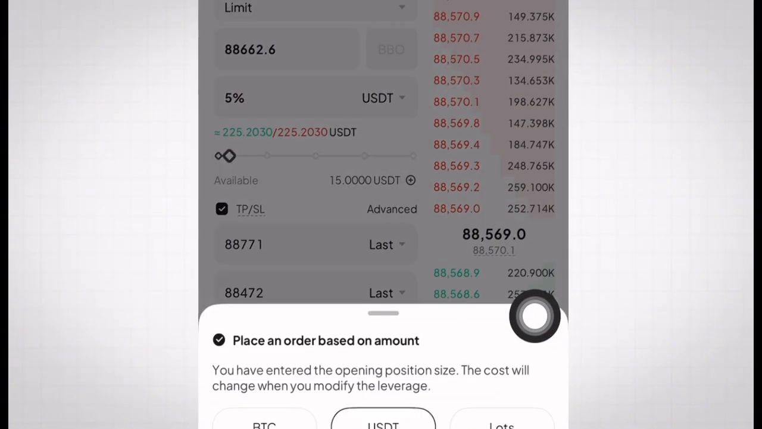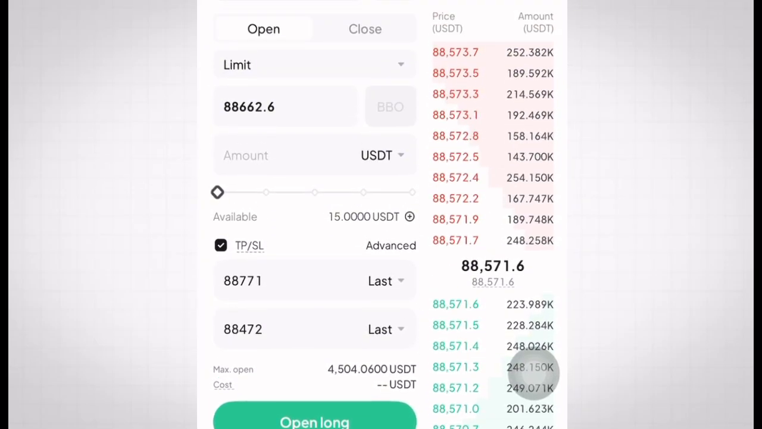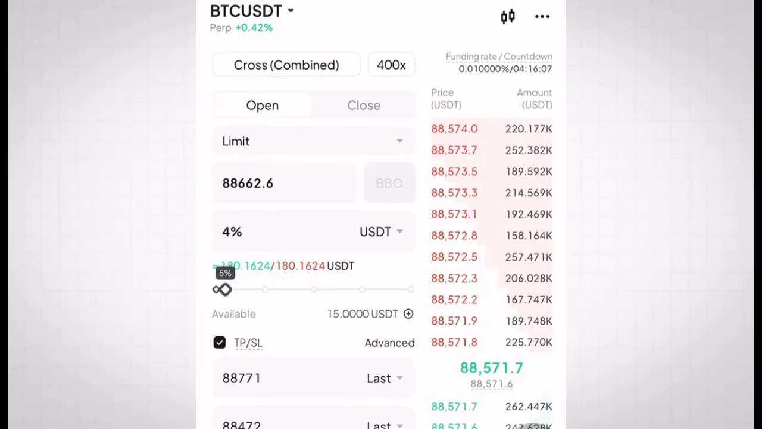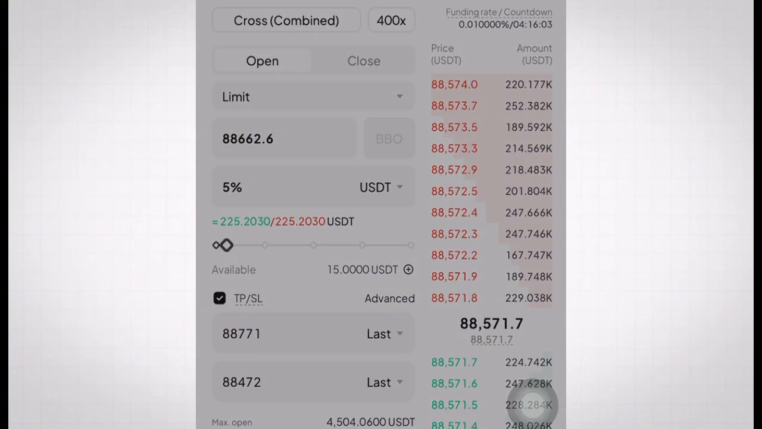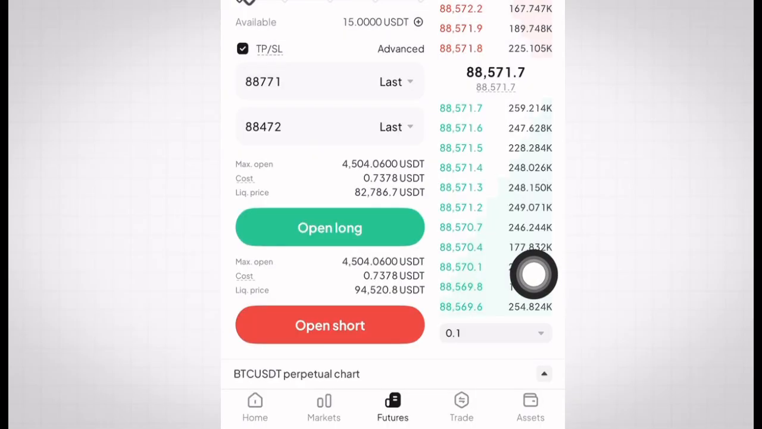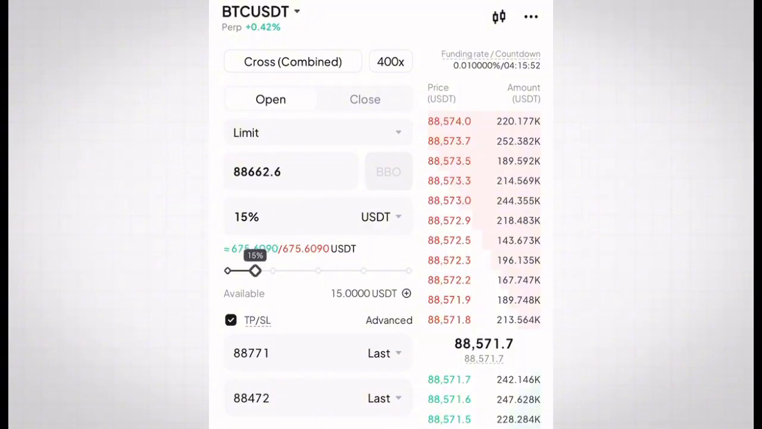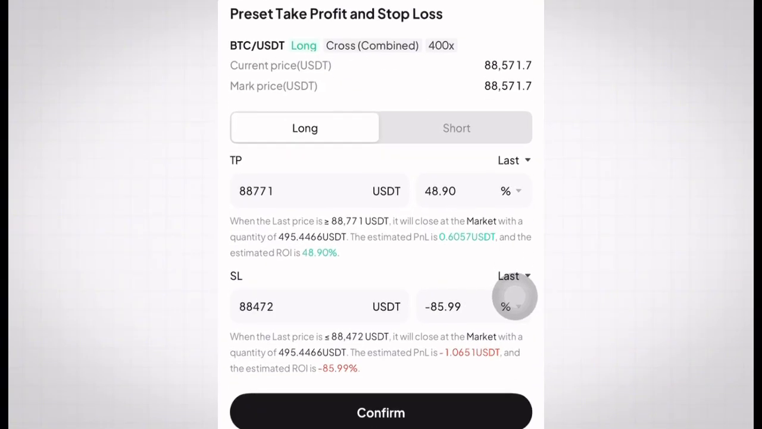So if you want to change this to lot, you can change it to lot, you can change it to BTC or whatever, but I prefer USDT. Then enter the 5% by the rule, right? So they're giving me that amount. And if I go to advance, you will see that it will increase and my stop loss will increase. I'm 48%. Now, if I increase to 10% of my account, now let's go to the advanced. Now you see that it also increased.